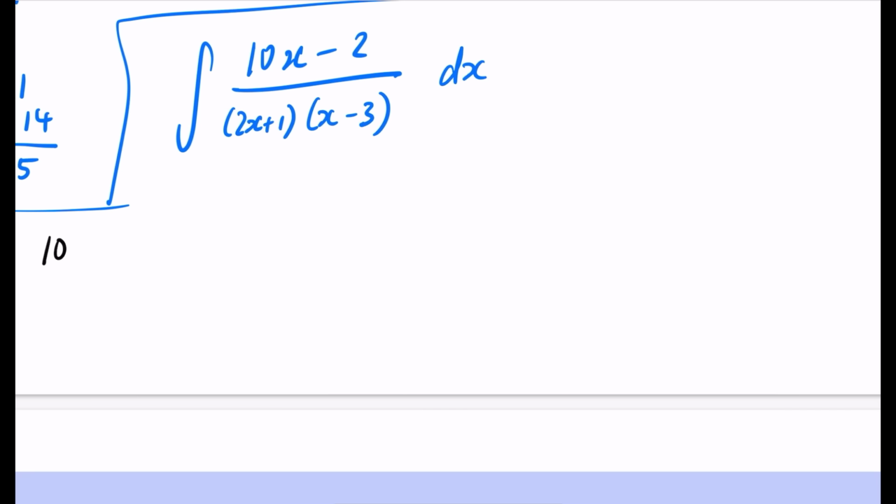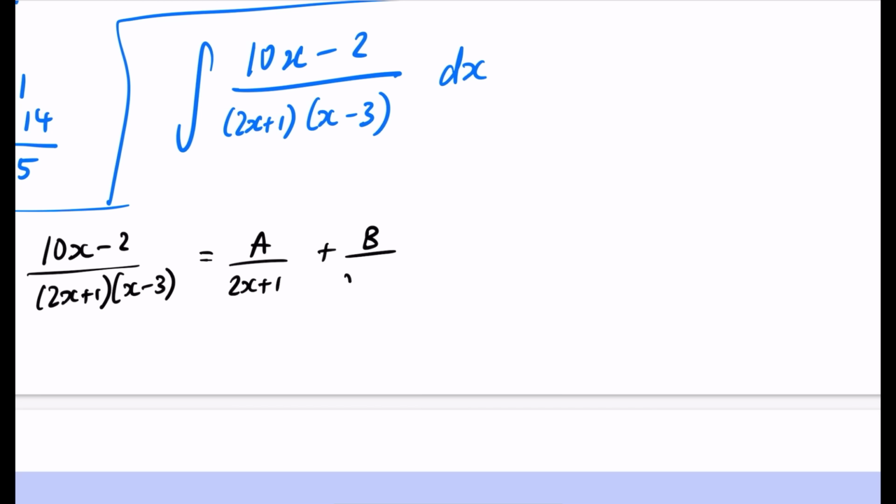So I'm going to do a quick bit of partial fractions. 10x minus 2 over 2x plus 1, x minus 3. This is going to be my a over 2x plus 1 and my b over x minus 3. So 10x minus 2 is a times by x minus 3 and b times by 2x plus 1.